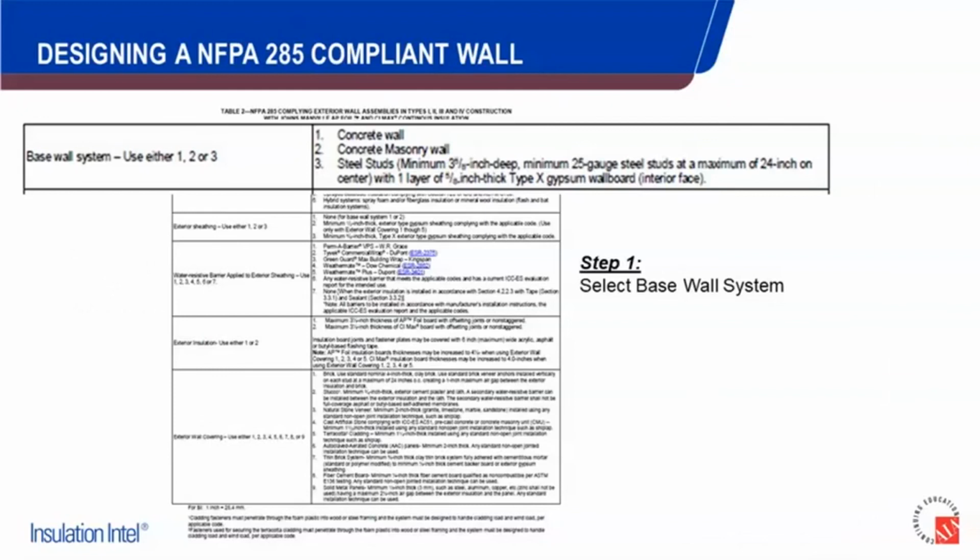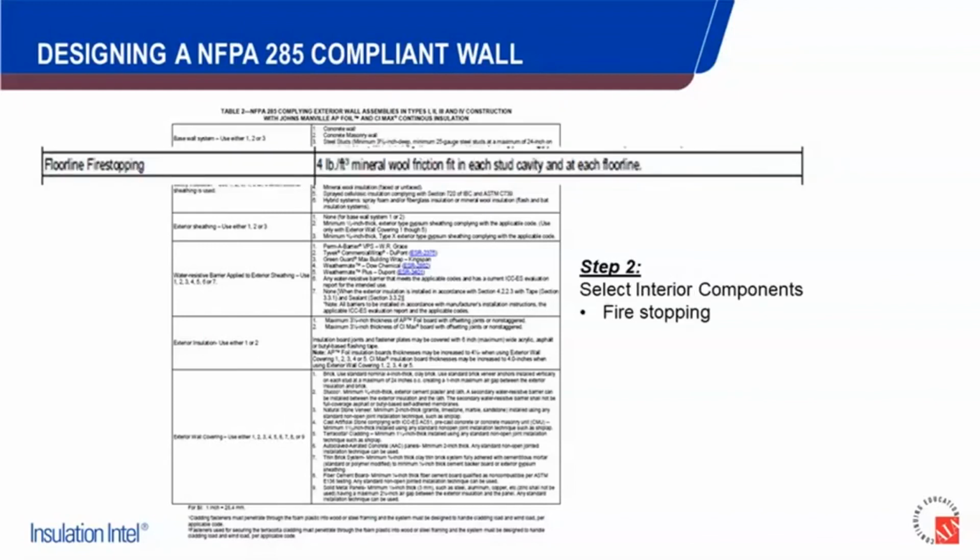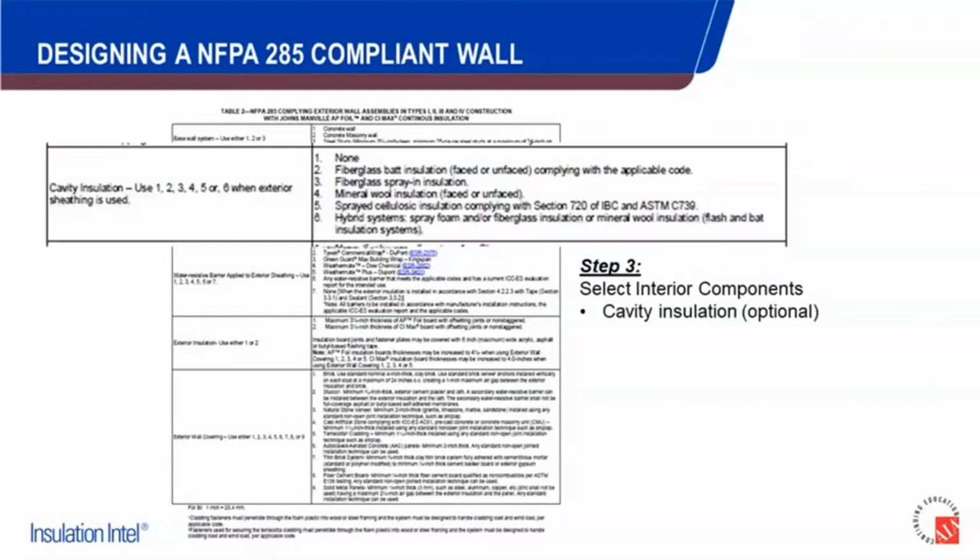In this case, there's one of three options available: concrete wall, concrete masonry wall (CMU), or the steel stud options you see there. So we start there and pick one of those. Okay, we'll say we're using steel stud. Great, now we move on. In this particular case, mineral wool, friction fit, floor line fire stopping is required in the wall system, so we would need to provide that in this option. That's mandatory. There's no deviating from that.